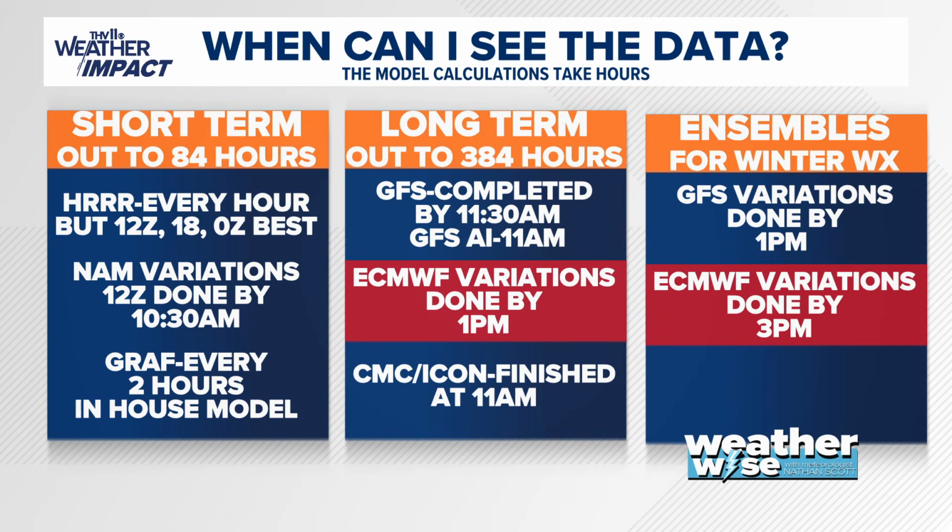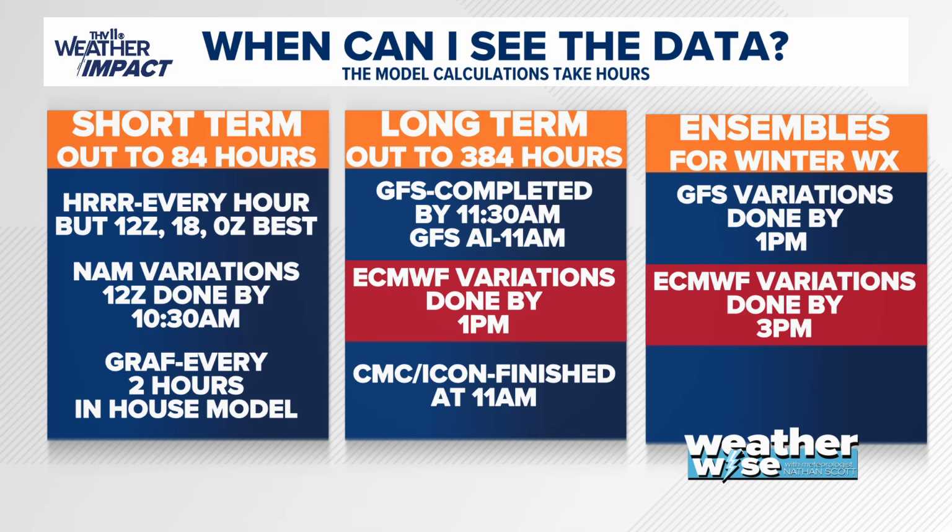So when can I see the data? You can't see it right away because it takes so long for all these calculations to go into this computer, and the computer to figure out exactly how everything's going to work and solve these calculations to develop these weather models. So here's the breakdown of when you can see the short-term data, which goes out to about 84 hours.